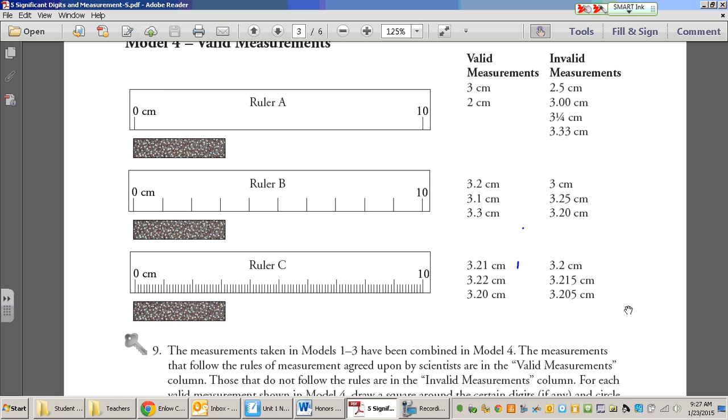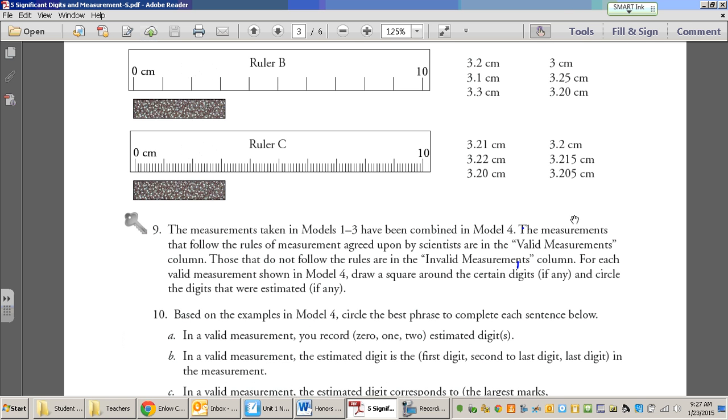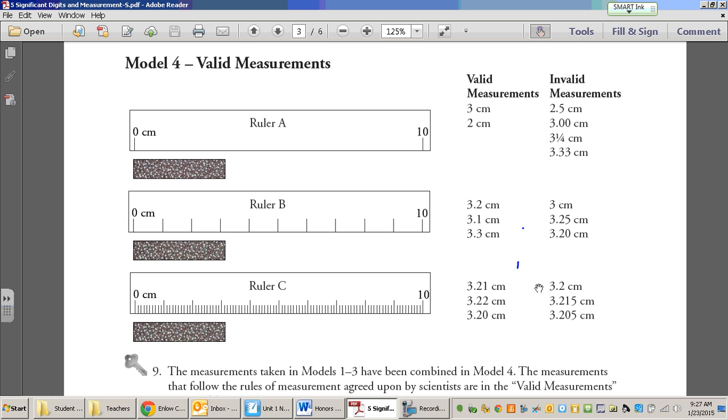You can see the valid measurements are changing each time. So for number 9, you have to look at all of them and see from the valid measurements column, draw a square on the certain digits, the one that you know for sure, and then circle any digits that you think were estimated based on how the rulers look. So looking right here, do you guys think these were estimated or for sure? Estimated, right? Because we already went through that example. They're definitely estimated. There's no way they knew it was 3. So both of those are estimated, okay? Looking at this one, you can see that everybody agrees on 3. Well, why do you think so?